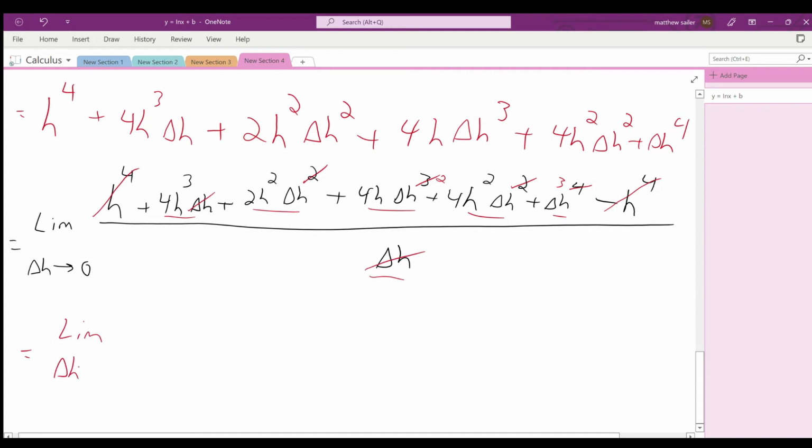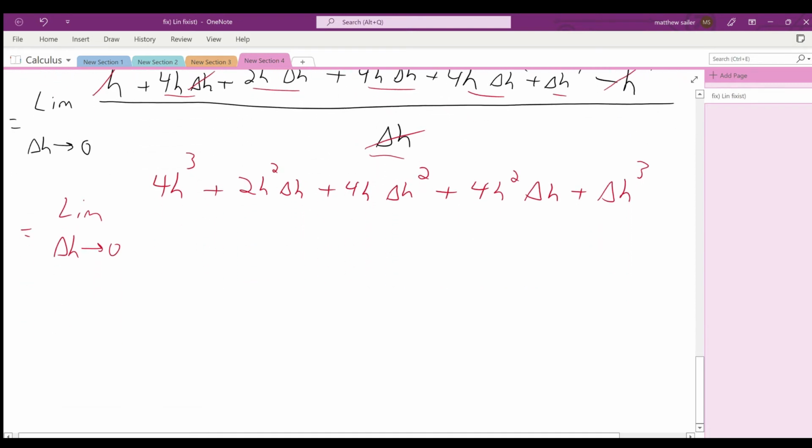The limit as delta h approaches 0 of 4h cubed plus 2h squared delta h plus 4h delta h squared plus 4h squared delta h plus delta h cubed. So we're still left with a lot. However, now we do not have a delta h in the denominator, so we can finally plug in this part of the limit into our equation.